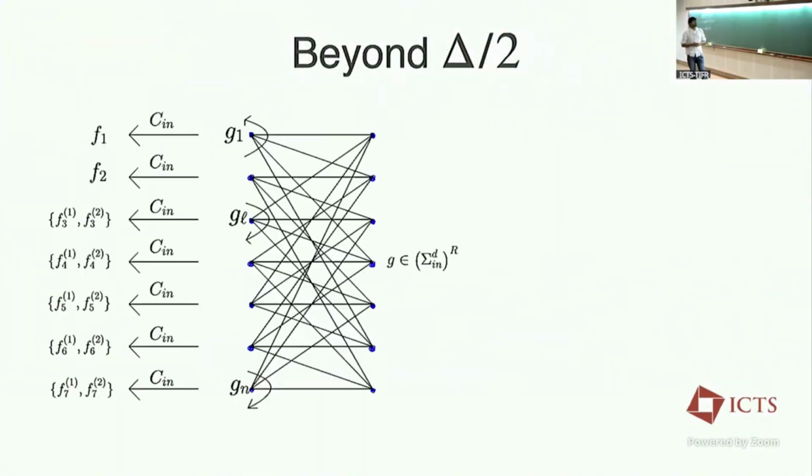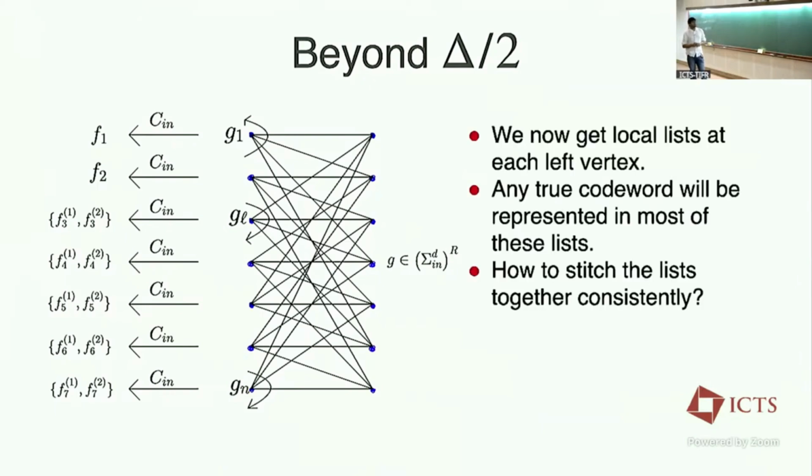So what breaks when you go beyond delta over 2? You could try still the same strategy. You take this G, you get a bunch of these induced G1 through Gn. You can again try to decode. But now that we are decoding beyond delta over 2, we'll start getting lists here. The sampler property is still going to tell you that any true code word is going to be represented in these lists. But which one is it? We don't know.